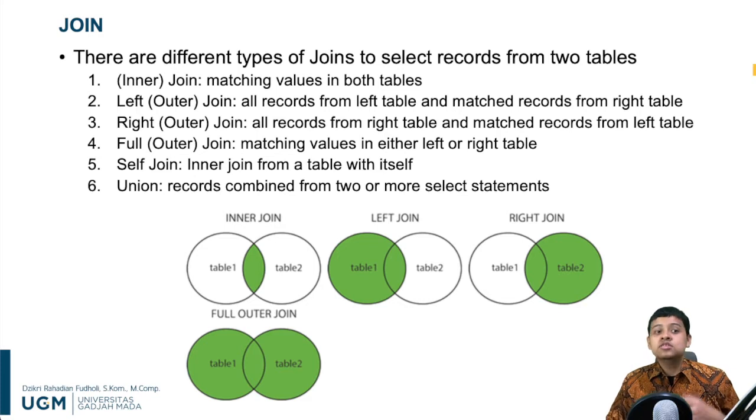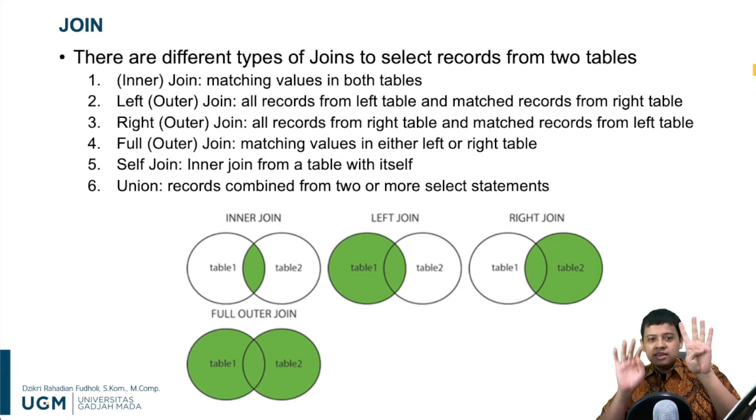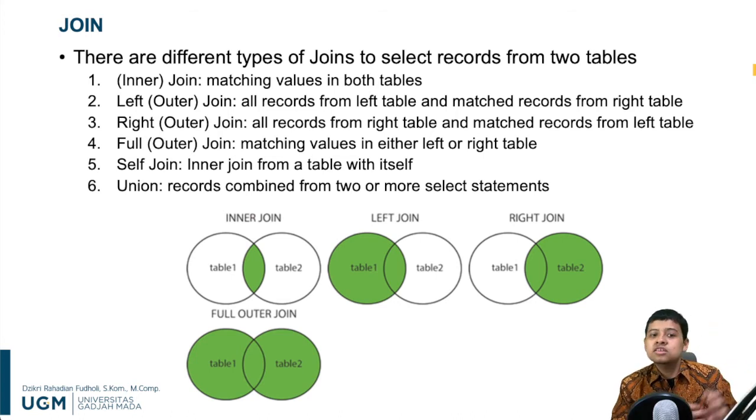And lastly is the union. Unions are records combined from two or more select statements. So for tables or select statement results where we have, say, four columns, and the same four columns but with different values, with union we can add more records to the same columns. So that's the union. We'll see an example in this video as well.